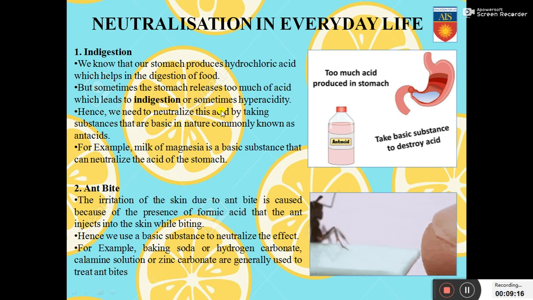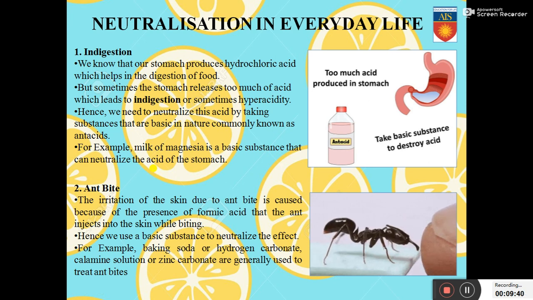Hence, we need to neutralize this acid by taking substances that are basic in nature, commonly known as antacids. For example, milk of magnesia is a basic substance that can neutralize the acid of the stomach. So the different kinds of antacids that you take, the pink colored medicines, are usually milk of magnesia. They contain magnesium hydroxide. The moment you're taking magnesium hydroxide, the hydrochloric acid is reacting with the base. It is undergoing a neutralization reaction, forming a salt and water. So you do not feel acidic after taking the antacid.